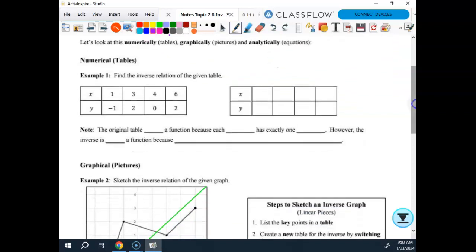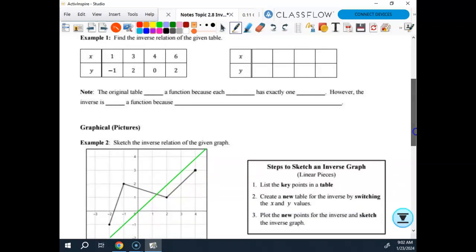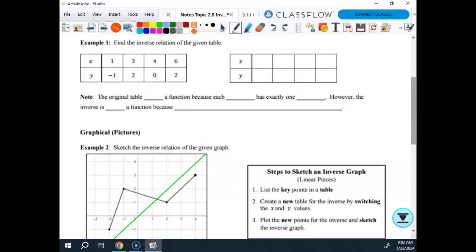All right, so we're going to look at this numerically, graphically, and analytically. So tables, pictures, and equations. We're going to start with tables. We're going to find the inverse relation of the given table.